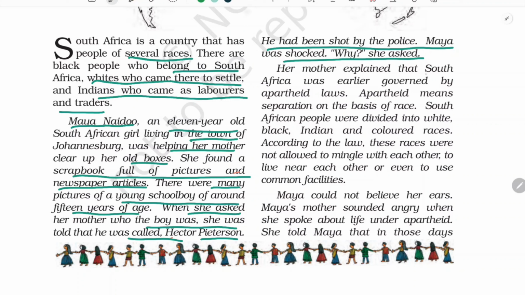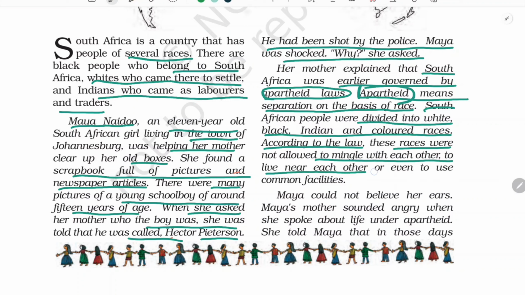Her mother explained that South Africa was earlier governed by apartheid laws. What is this apartheid law? Apartheid means separation on the basis of race. When you are doing separation, that means you are discriminating against people. So South African people were divided into white, black, Indian, and colored races. According to this apartheid law, these races were not allowed to mingle with each other, to live near each other, or even to use common facilities. See how discriminatory this rule was.